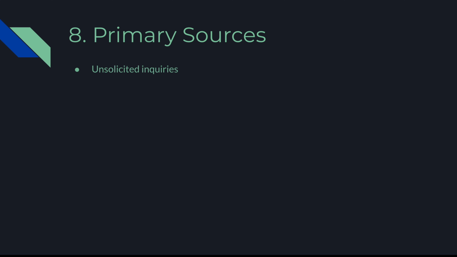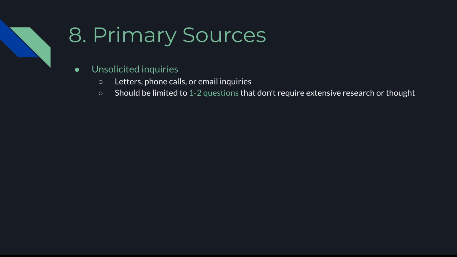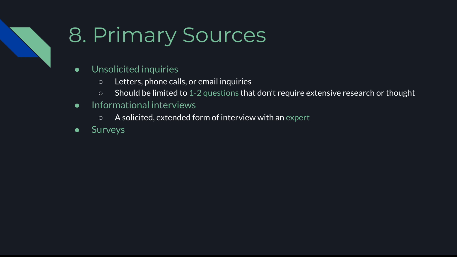When it comes to primary sources, you're looking at 5 options. Unsolicited inquiries, when you ask experts to provide information by reaching out through letters, phone calls, or most commonly through email. And these should be limited to 1 to 2 questions that don't require extensive research or thought on the part of your respondent. You also have the option of conducting informational interviews, and that is a solicited, extended form of interview with an expert in a field you're interested in.